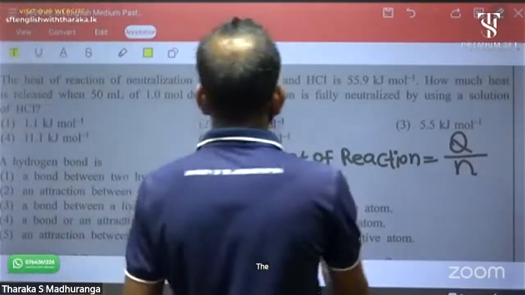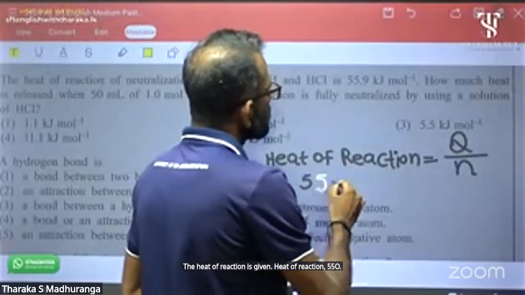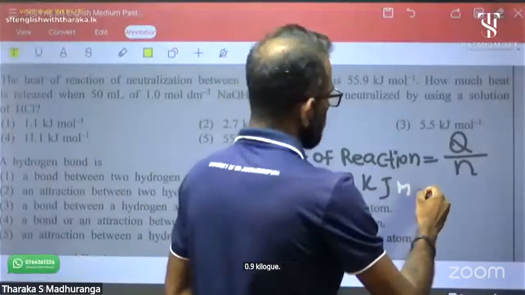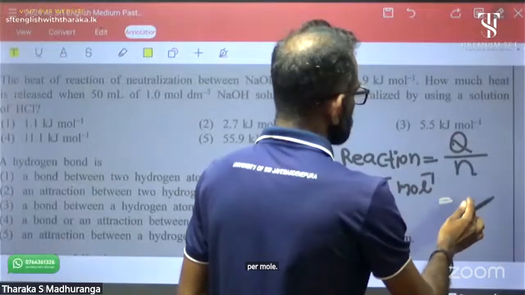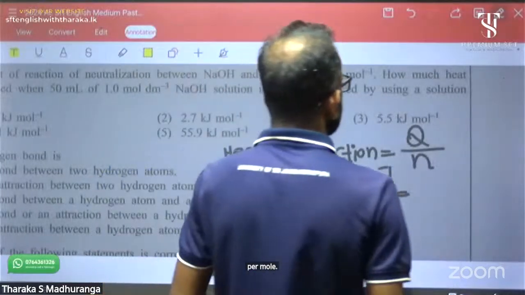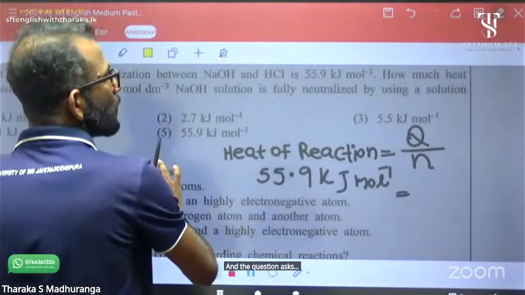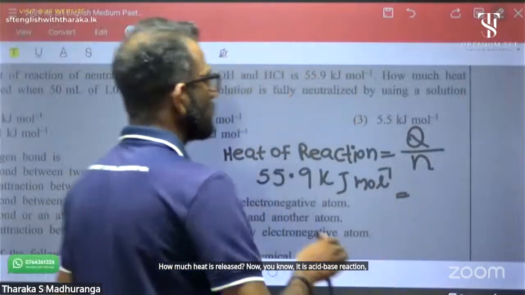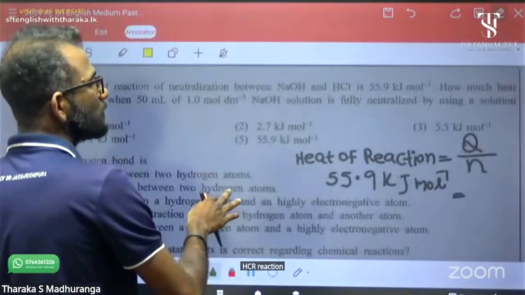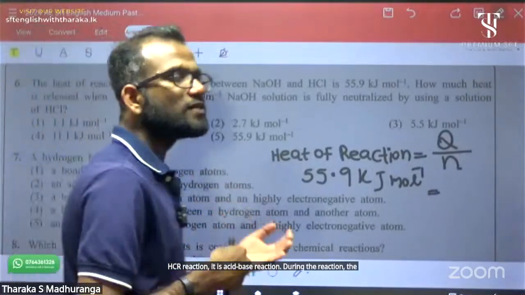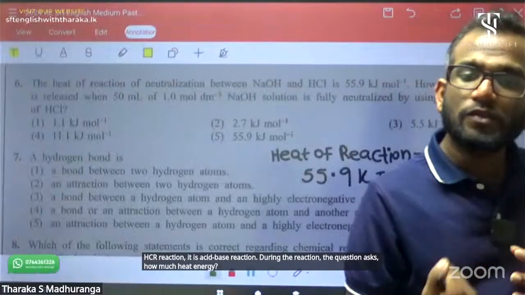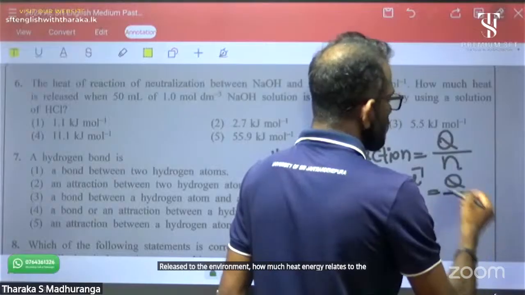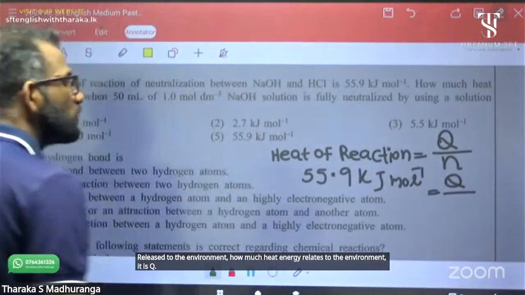Now, the heat of reaction is given: 55.9 kilojoules per mole. And the question asks how much heat is released. Now you know it is an acid-base reaction, sodium hydroxide and HCl. During the reaction, the question asks how much heat energy is released to the environment. It is Q divided by the number of moles. But the problem is the number of moles is not given.